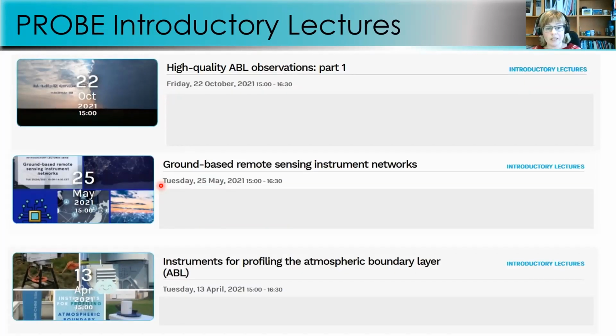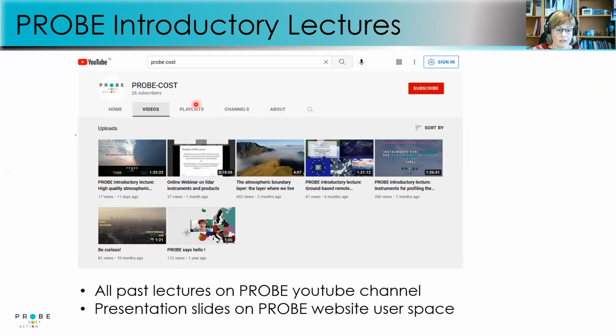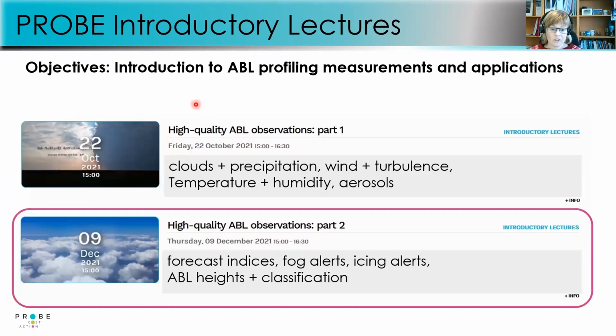Now, there have already been 3 introductory lectures this year. We started with one on instruments for profiling the atmospheric boundary layer. Then in May, we had a lecture on ground-based remote sensing instrument networks. Then in October, we had part 1 of the high-quality atmospheric boundary layer observations. All these past lectures are available on the PROBE YouTube channel, and the presentations, the slides, that is to say, are on the PROBE website user space for those that are users. Now, today we're looking at the second part of the high-quality atmospheric boundary layer observations.